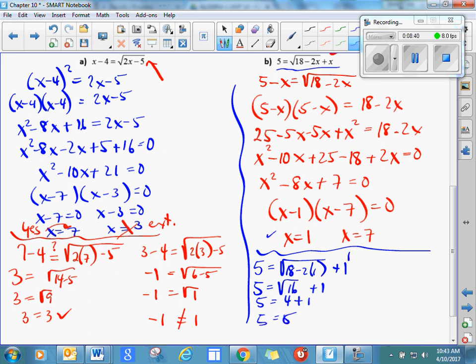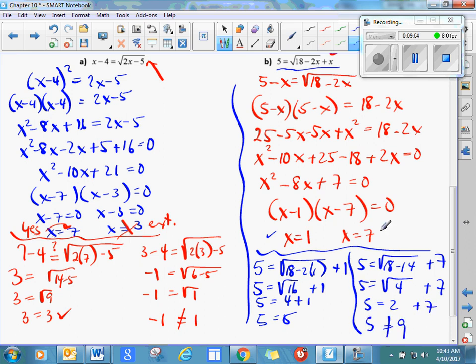When we try the 7, we get 5 equals the square root of 18 minus 2 times 7, which is 14, plus 7 on the back end. So we get 5 is equal to the square root of 4 plus 7. The square root of 4 is 2, plus 7. And 5 is not equal to 9. So this one is extraneous. And that is the end of this video. See you in class.